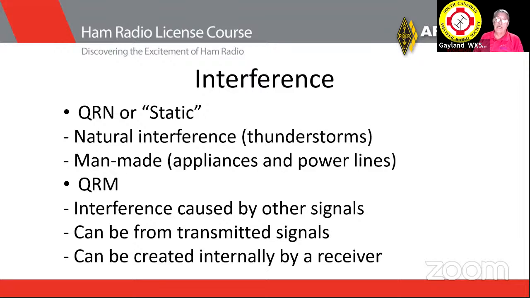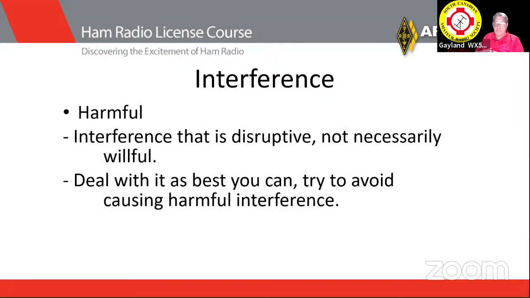There also is what we call QRM, as in Mike, which is other interference, perhaps from other transmissions, maybe internally within the radio. It doesn't necessarily mean that it's intentional. It's harmful, but that doesn't necessarily mean that it's intentional.